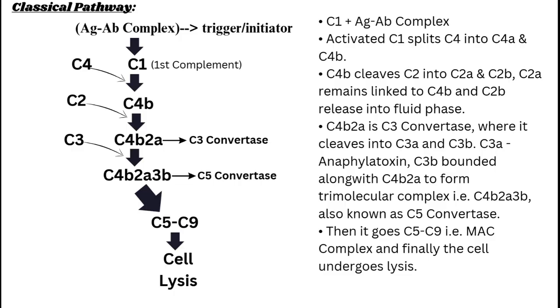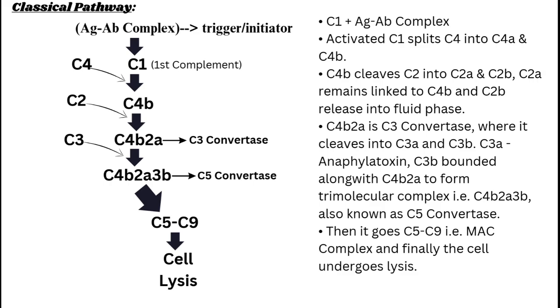A few things you have to remember are the initiator and the trigger. What is the initiator and the trigger in the classical pathway? It's the antigen and antibody complex. And what is the first complement? It's C1. What is the C3 convertase here? C4B2A. And what is the C5 convertase here? C4B2A3B. So this is what you have to remember.